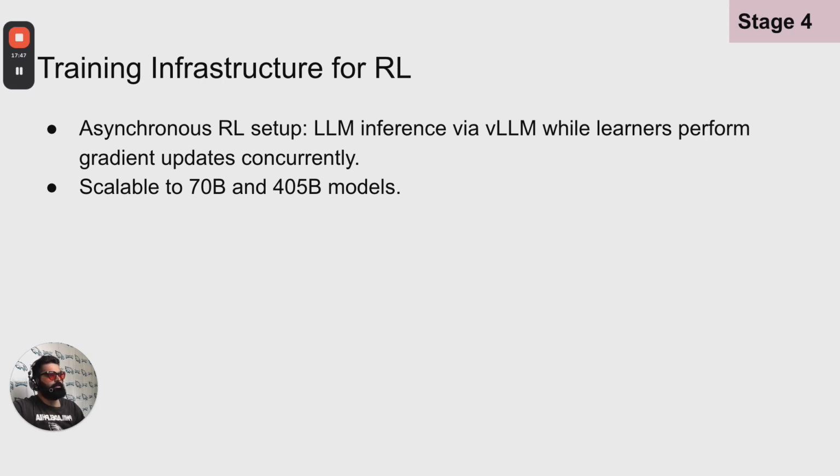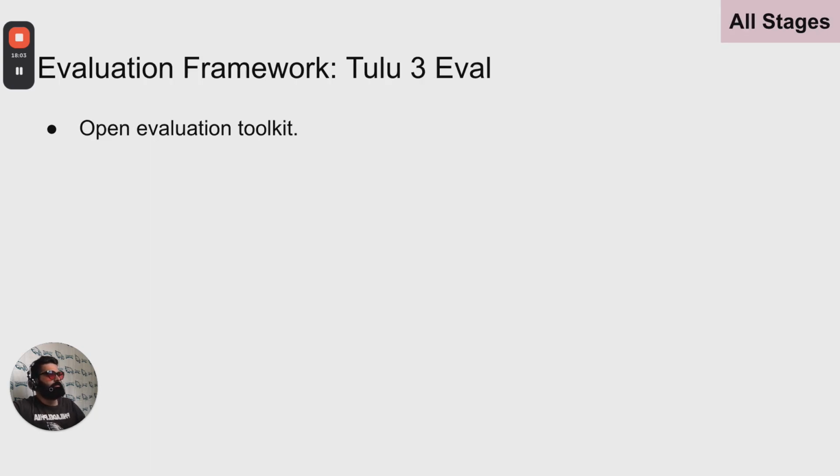And then stage 4, training infrastructure innovations. They have an asynchronous RL setup. They do LLM inference via VLLM while learners perform gradient updates concurrently. And this scales to 405 billion parameters. And finally, all stages use the evaluation framework Tulu 3 eval. And this is an open evaluation toolkit that is posted publicly on GitHub.